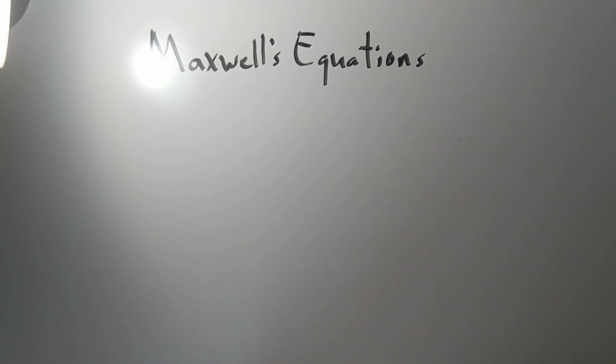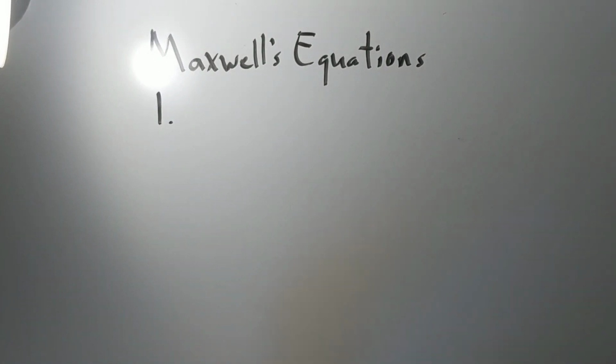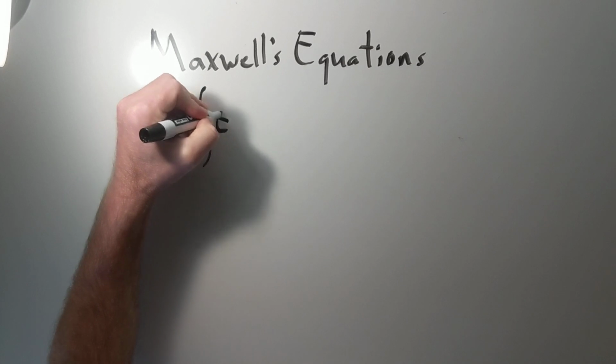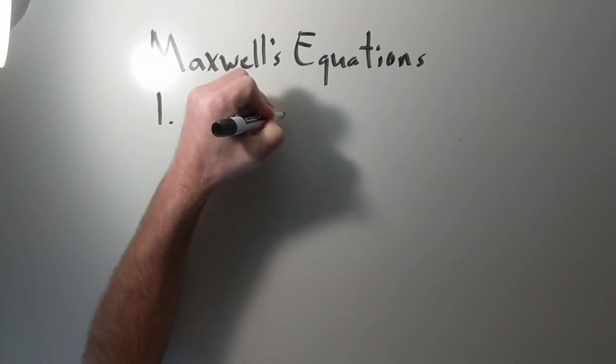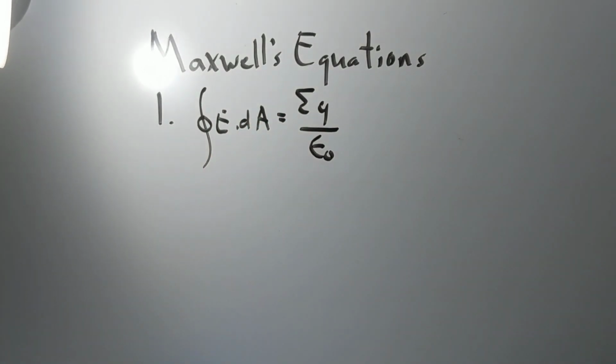But in Maxwell's equations, the first thing we jump into is, what are they? Number one, what is the first Maxwell equation? The integral of E dot dA is equal to the sum of all charge over epsilon naught. In other words, Gauss's law. The first Maxwell equation is Gauss's law.